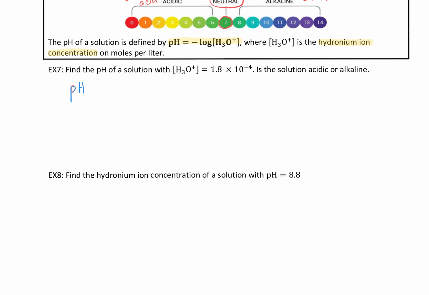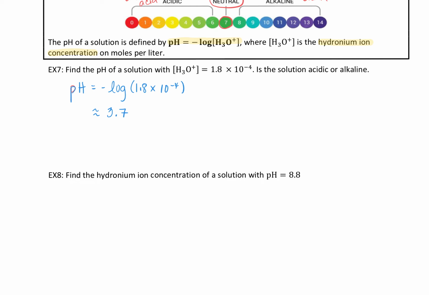So our pH is going to be equal to negative log of whatever this hydronium ion concentration is. In our case, it's going to be 1.8 times 10 to the negative 4. So you would simply just plug this into a calculator. And when I plug it into my calculator, I am going to round to one decimal place, so I get 3.7. And it's an approximation because I've rounded it.